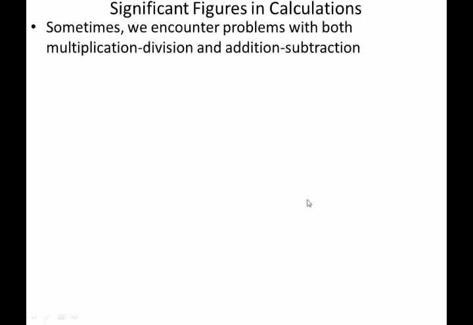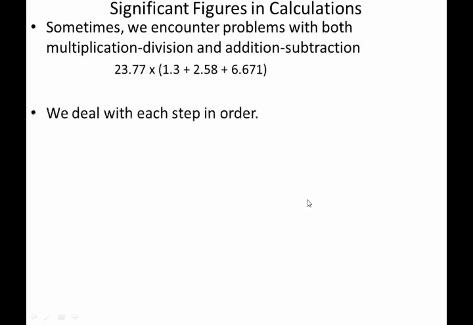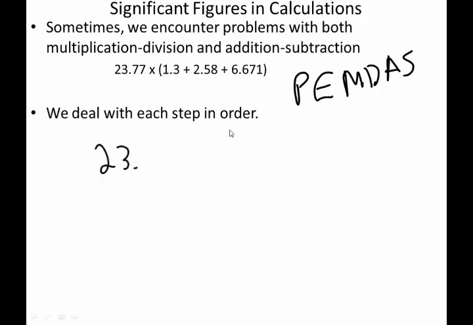So if we ever encounter both at the same time, like in this problem, you deal with each one in order. So remember from math, parentheses, exponents, multiplication, division, addition, subtraction, right? So we deal with each step in order. So we have parentheses, so the first thing we're going to do is deal with addition, right? And the addition rule is going to take precedence first. So I'm going to end up with 23.77 times whatever this ends up being when we add these all together.